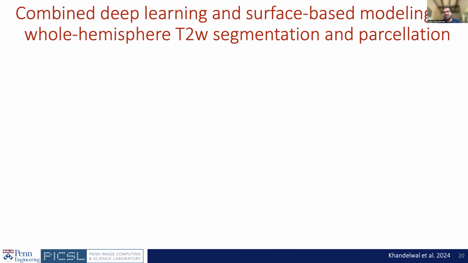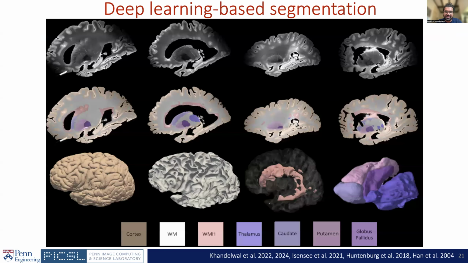So by combining deep learning with classical methods for topology correction and surface-based modeling, our new pipeline for ex vivo MRI allows us to parcellate the brain at sub-millimeter native subject space resolution, unlike FreeSurfer, which is most commonly used in brain image analysis.